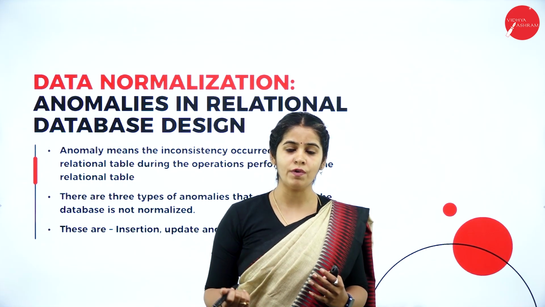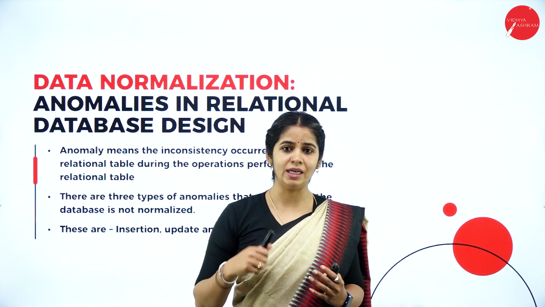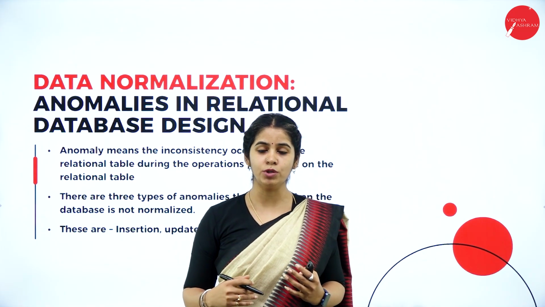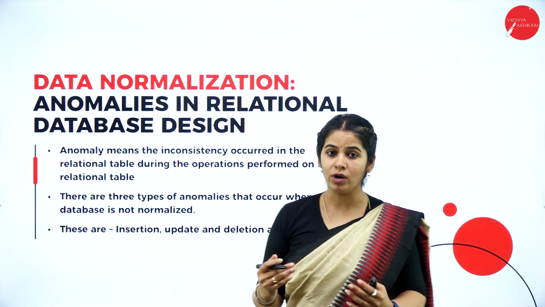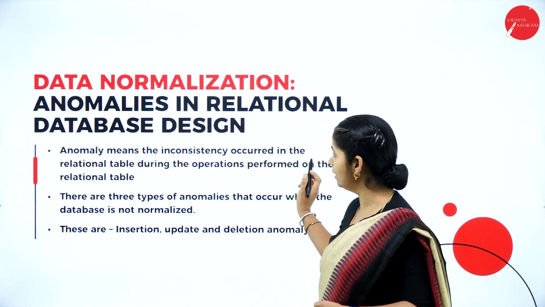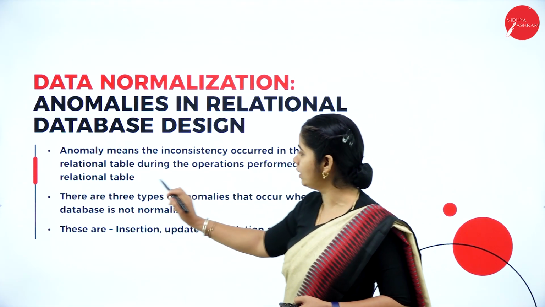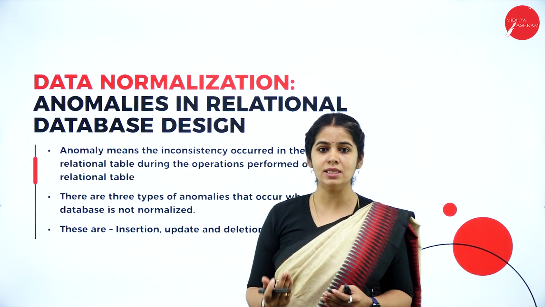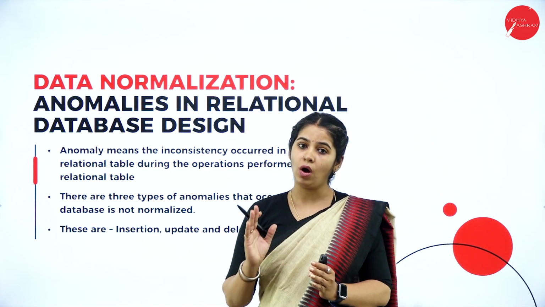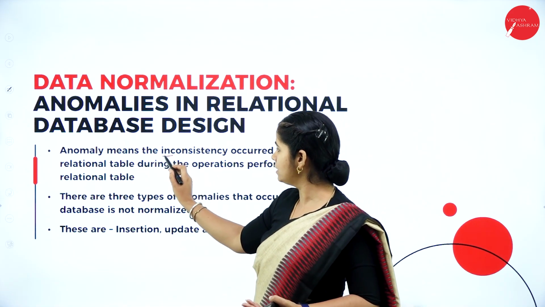When we have redundancy, these anomalies occur. Different types of anomalies are there: insertion anomaly, deletion anomaly and updation anomaly. Let's see what an anomaly is first. Anomaly means the inconsistency that occurs in the relational table during the operation performed on the table. Inconsistency means one record is not exactly the same as another record.